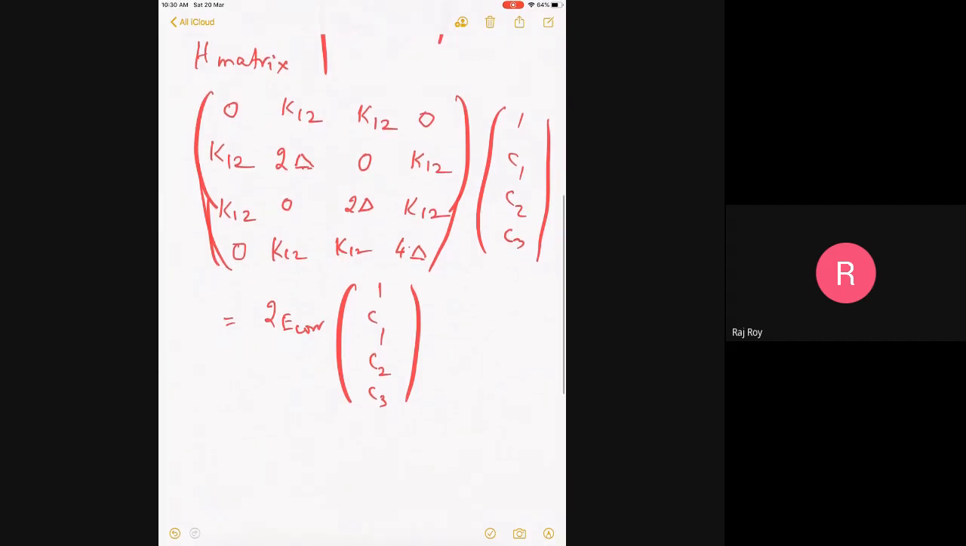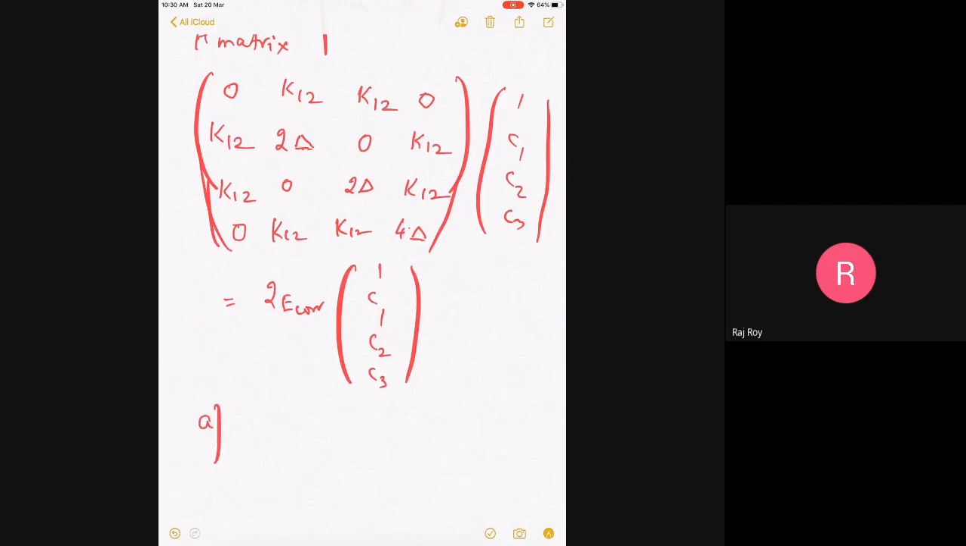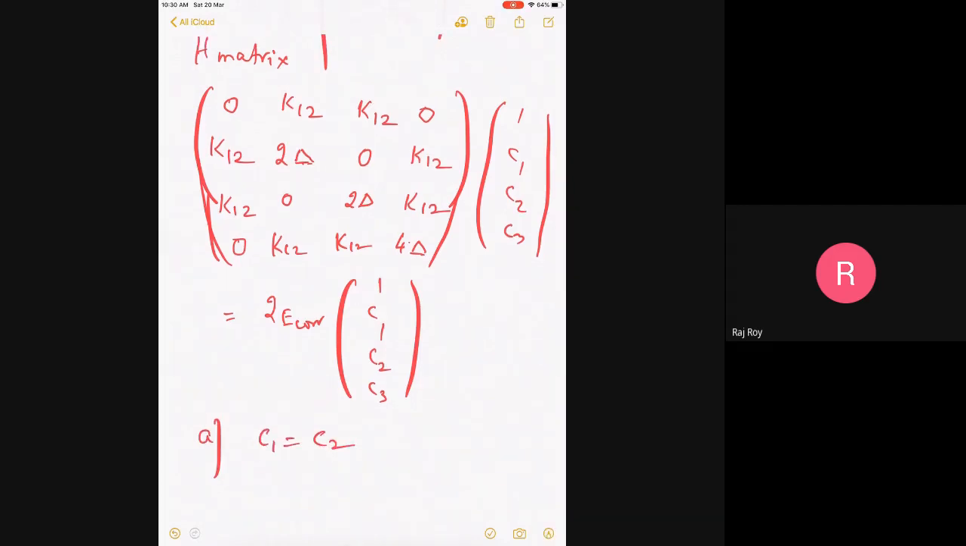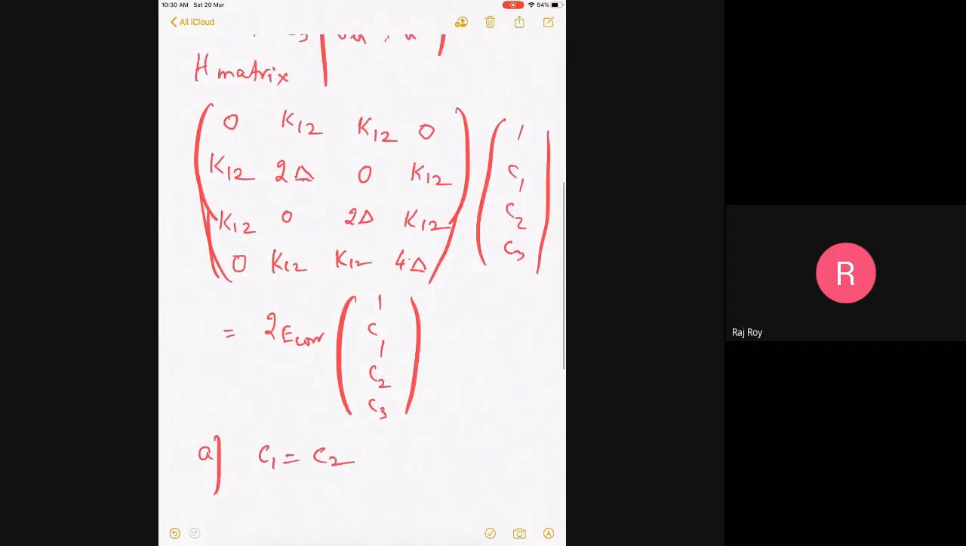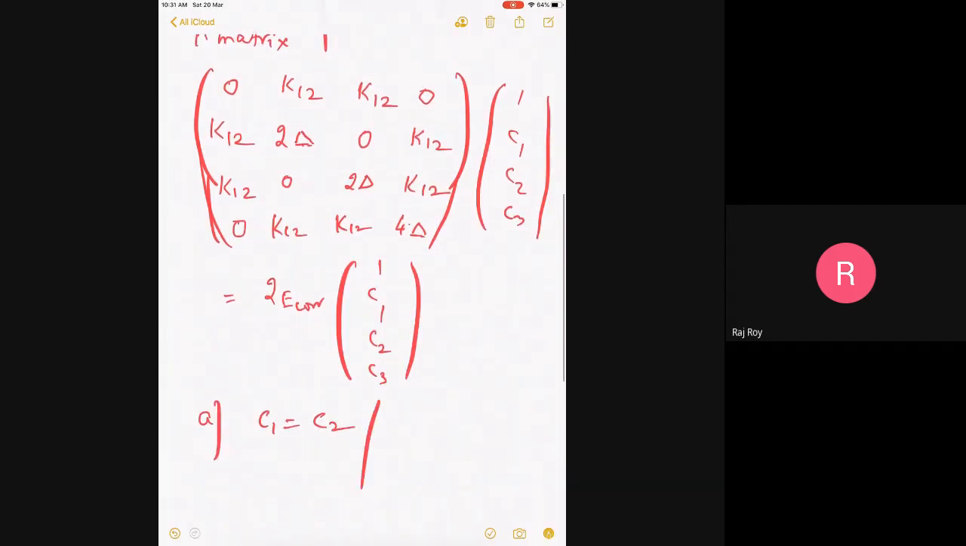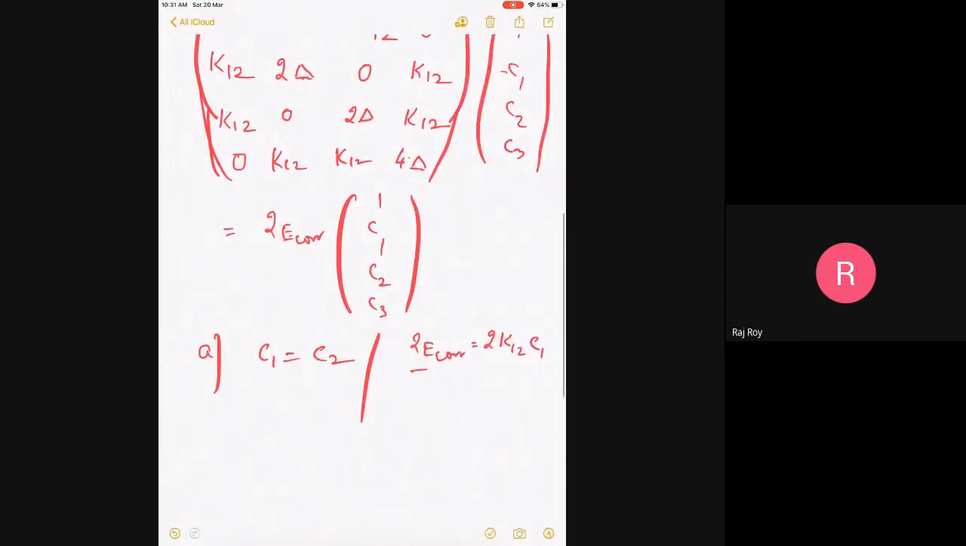So first thing, C1 to C2. You write down the second and third, you will see they are identical. So it's very easy to show that C1 is equal to C2. And if C1 is equal to C2, then of course, you can go back to the first equation, which says E correlation equal to K1 to C1 plus K1 to C2, which would mean that E correlation would now become 2 times K1 to C1. This is exactly the same that we got in the DCI problem.